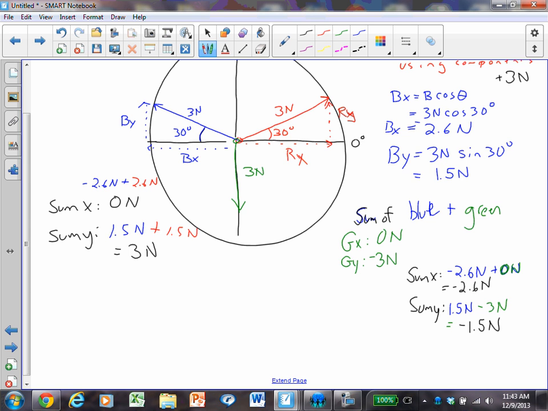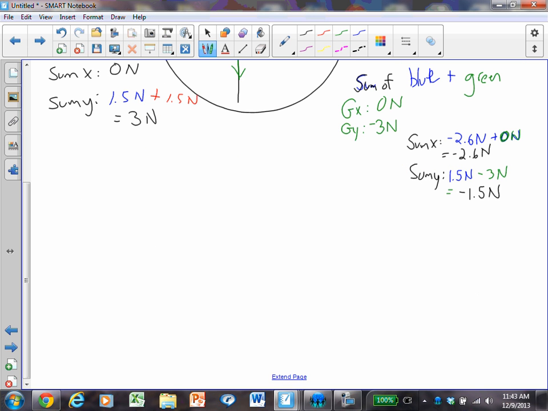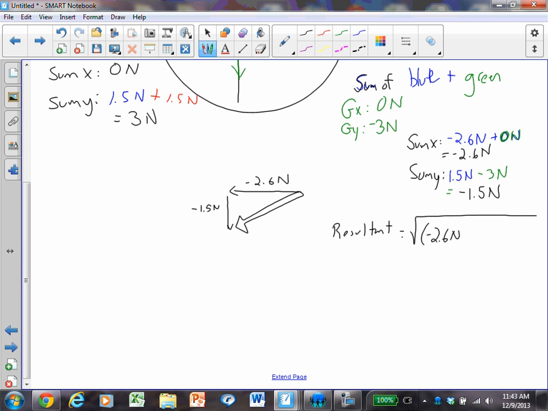Now, the resultant would be by Pythagorean theorem of the two, because we would have the sum of the x minus 2.6 newtons, the sum of the y minus 1.5 newtons. We want this resultant. Then the resultant would be the square root of minus 2.6 newtons squared plus minus 1.5 newtons squared. But what happens to the negative when we square it?